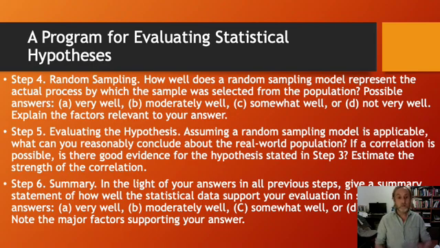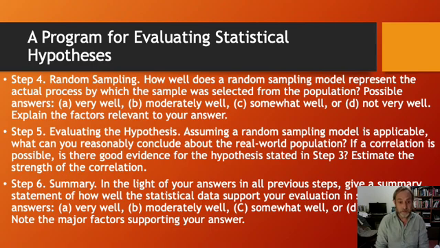So how well does a random sampling model represent the actual process? And you have various possible answers: very well, moderately well, somewhat well, or not very well, and explain why. Was one of these conditions violated? The 2 conditions on randomness, random sampling.